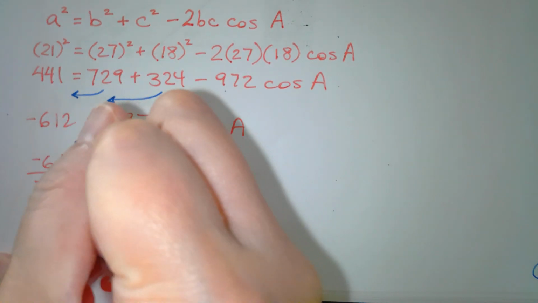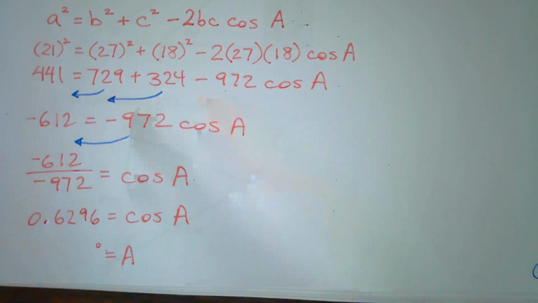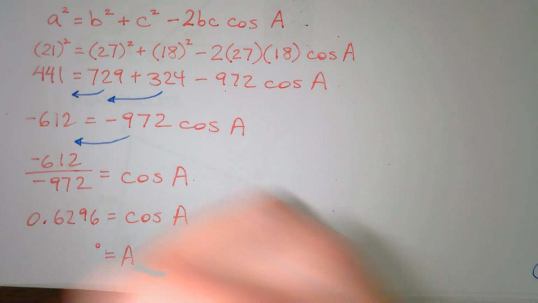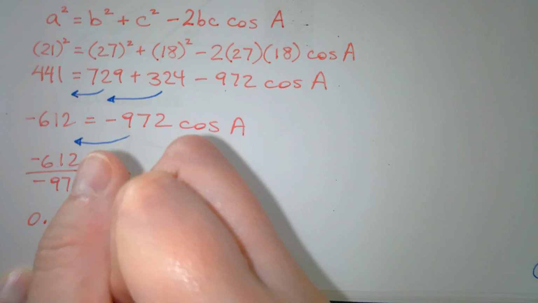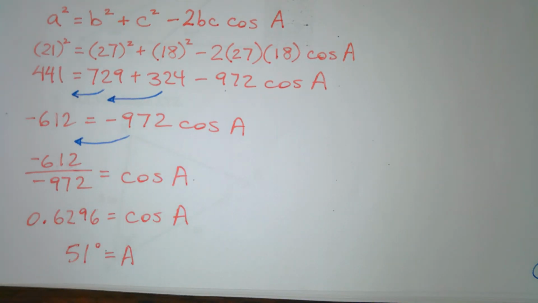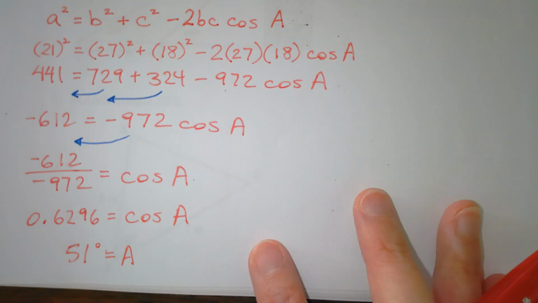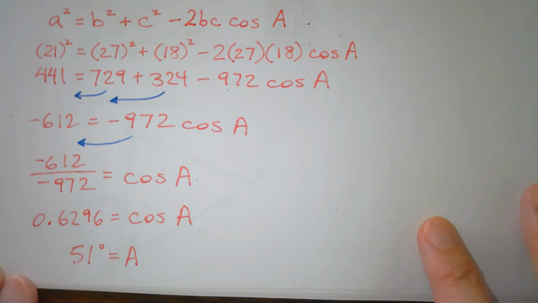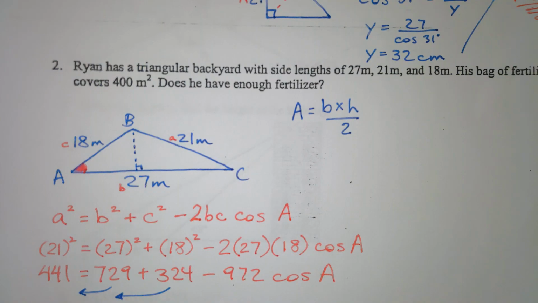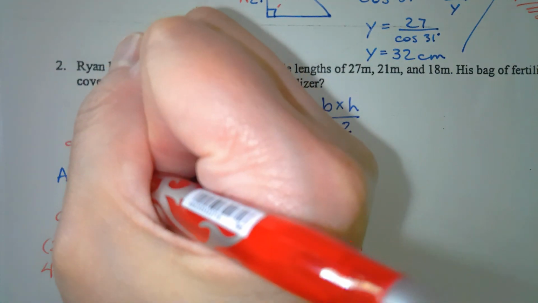6, 2, 9, 6. So cosine inverse gives 51 degrees. Okay, so I was off by 1 degree because of the decimal. So now going back to this picture right here, I know that this is 51 degrees.